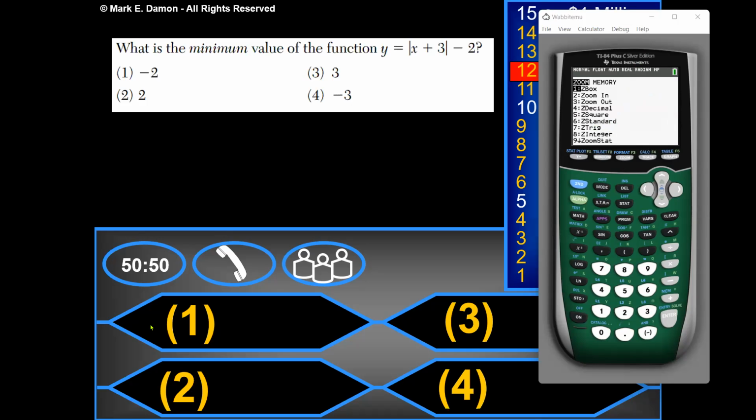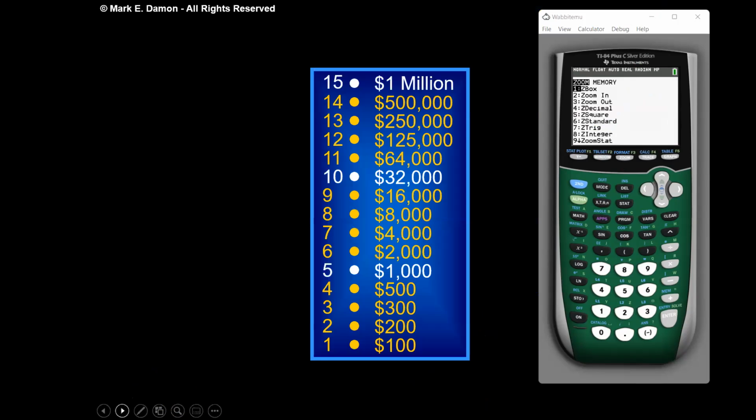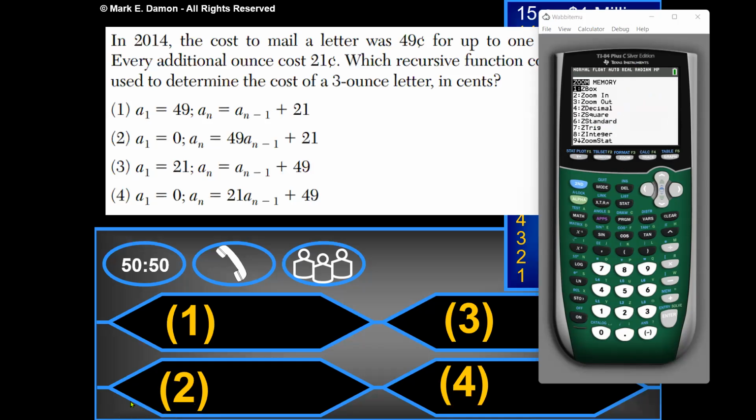All right, kids, let's keep it moving. Next question. So that one was a 1. Congrats to those of you that got it. Now we're up to $250,000. Woohoo! All right, here comes the next question.